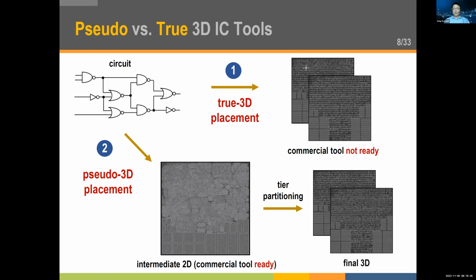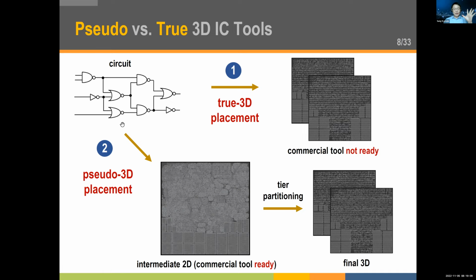I tried building a true 3D flow myself, by the way. It was hard, in the sense that it was not easy for me to beat commercial 2D design quality. Commercial 2D was so good that trying to beat it with an academic true 3D effort was almost impossible, because we only have a small group of people versus thousands of engineers at Cadence and Synopsys. That means if we give enough investment to these EDA companies, they may be able to pull it off. But that's not starting yet because they don't have the orders from design houses yet.